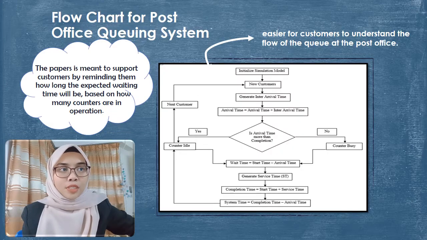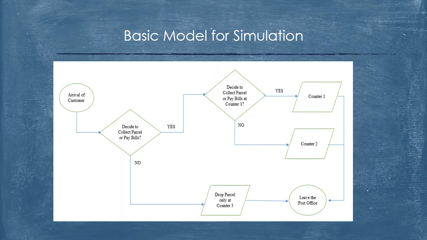This is the flowchart for the post office queuing system. This chart makes it easier for customers to understand the flow of the queue at the post office. The paper is meant to support customers by reminding them how long the expected waiting time will be based on how many counters are in operation.